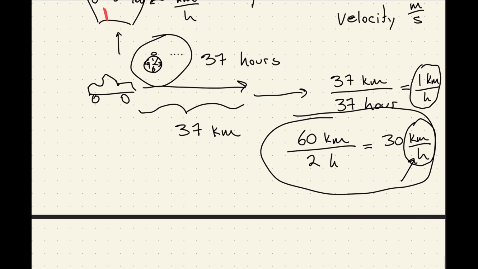It's the same thing as a speedometer in a car. You have kilometers per hour. Instead of telling you this value here, 60 kilometers per 2 hours, they just divide out these numbers and they give you just per unit hour. Or if it was minutes, they would divide out the minutes and they would do per unit minute. Okay, so you could think about this the same kind of way.